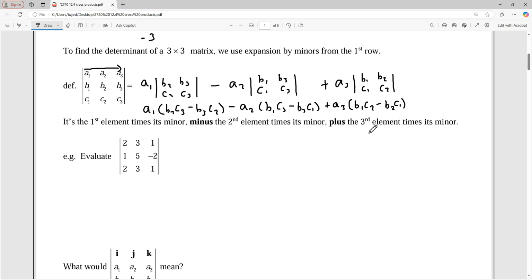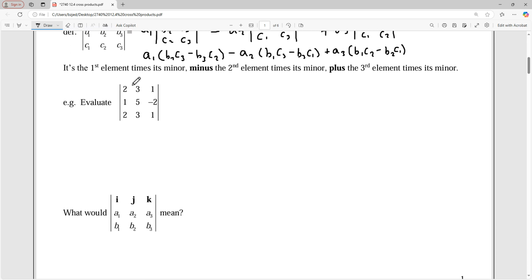So I'm going to show you what I do, because I don't memorize this whole thing, but I do like this idea of the plus minus plus thing. That way I don't have to really worry about cofactors anymore. I can just think of it as minors. So I'm going to expand this along the first row. That would be 2 times the determinant of, in this case, 5, -2, 3, 1.